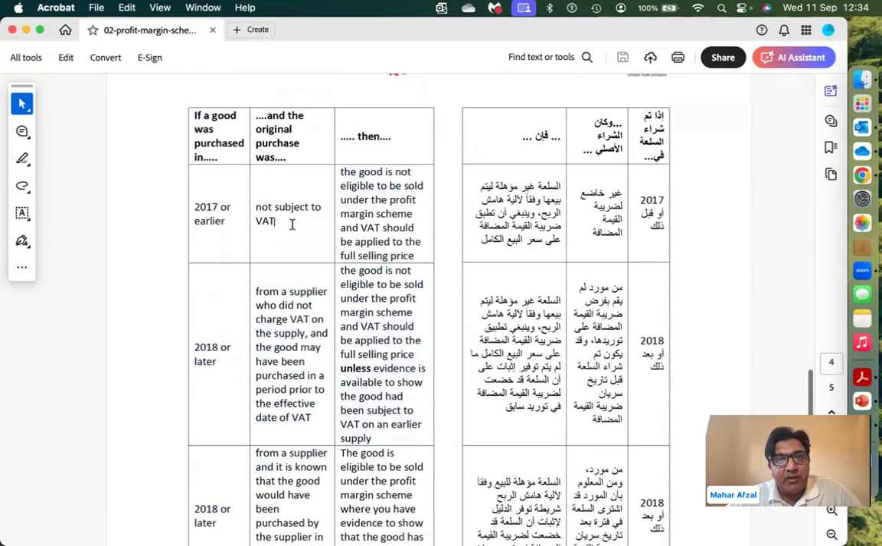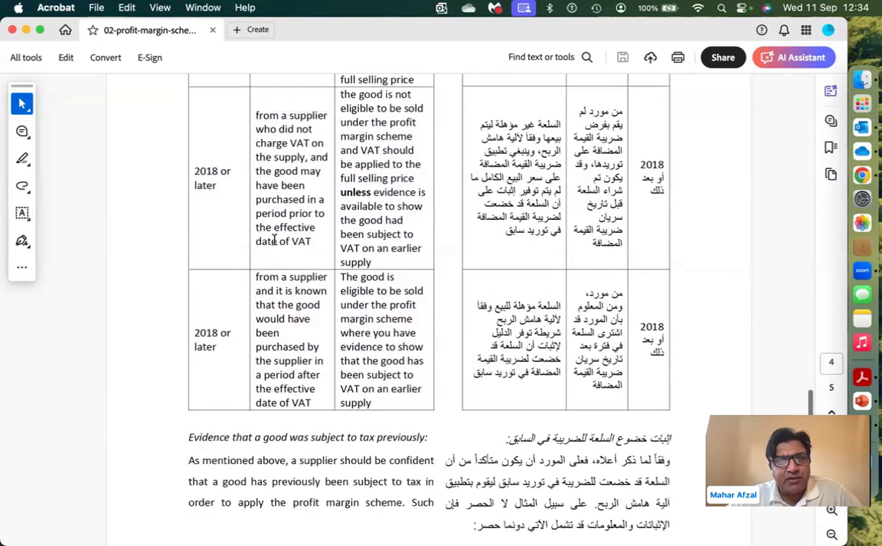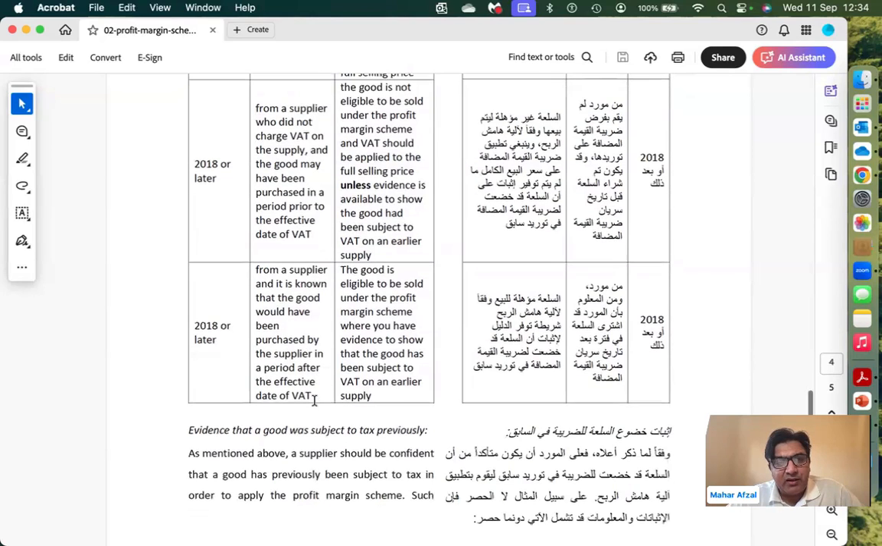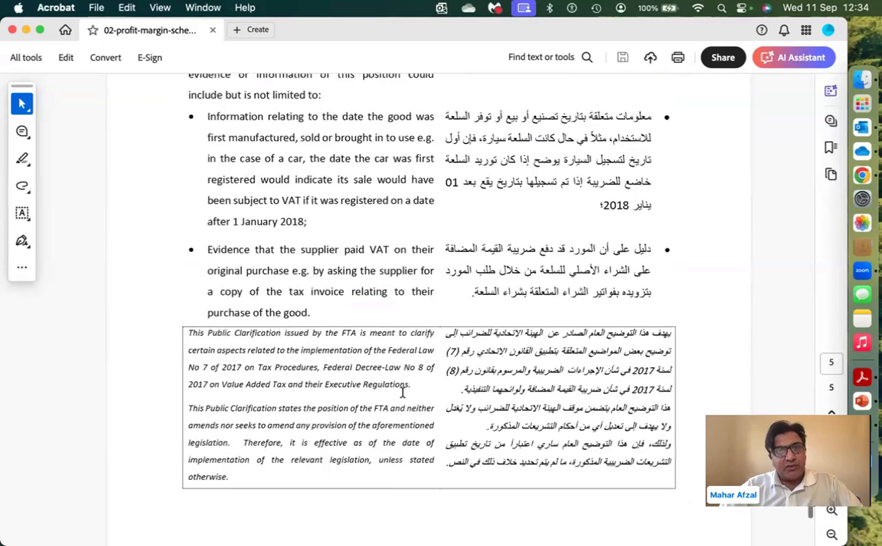You cannot apply profit margin scheme because goods have not been taxed in the UAE. From a supplier who did not charge VAT on the supply, and the goods may have been purchased in a period prior to the effective date of the law, you cannot apply because the goods were purchased before the effective date of the law. From a supplier, it is known that the goods would have been purchased by the supplier in a period after the effective date of the law. Yes, after the effective date of the law means goods have already been taxed in the UAE. Then the goods are eligible to be sold under the profit margin scheme, where you have evidence to show that the goods have been subject to VAT on the earlier supply. The conditions I've already told you as well, nothing other than this.